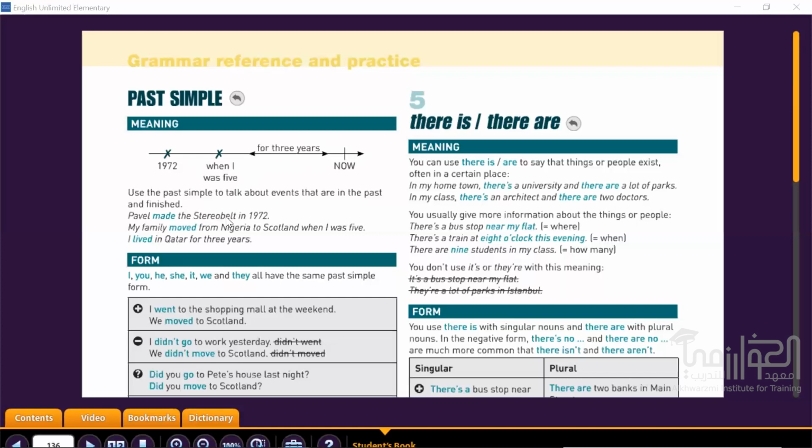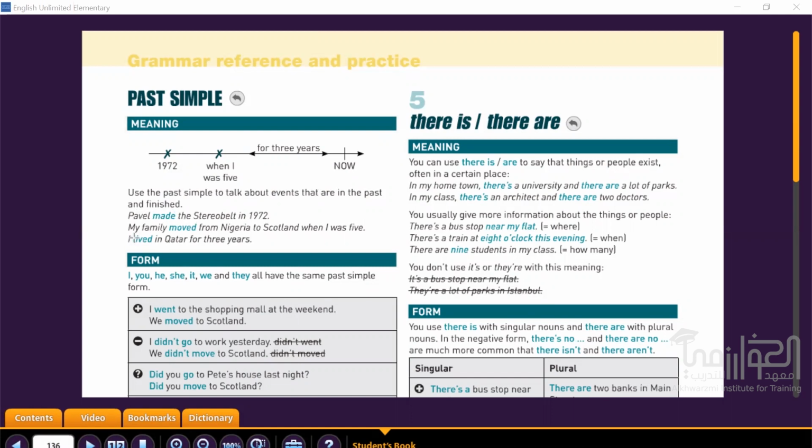Now, let's look at examples. Pavel made the stereo belt in 1972. Pavel made the stereo belt. Made, this is the simple past. This is verb two, made. So you can see made here. This word made is verb two. And this is an action or an event that happened and is finished.